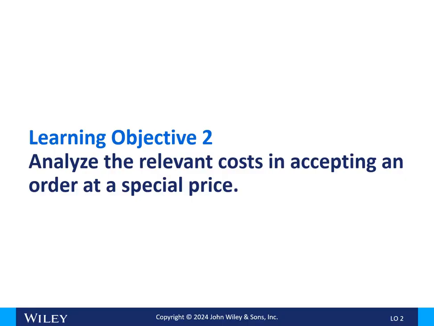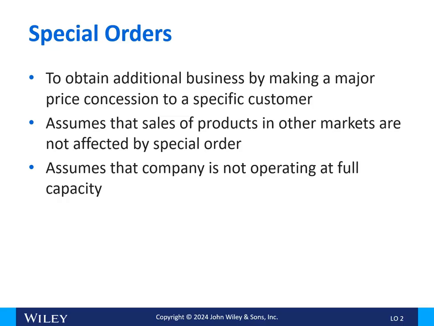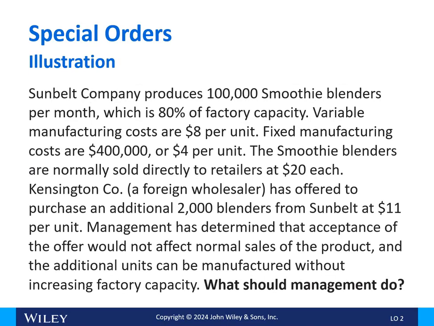Now we'll look at a similar analysis, but look at it for special order pricing. So to obtain additional business by making a major price concession to a specific customer, it assumes that sales of products in other markets are not affected by a special order, and assumes that the company is not operating at full capacity. Okay, which means that we have capacity to take on that order without having to do anything else. So we're going to look at incremental things.